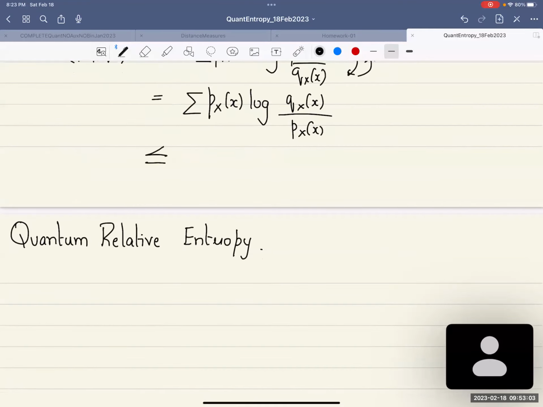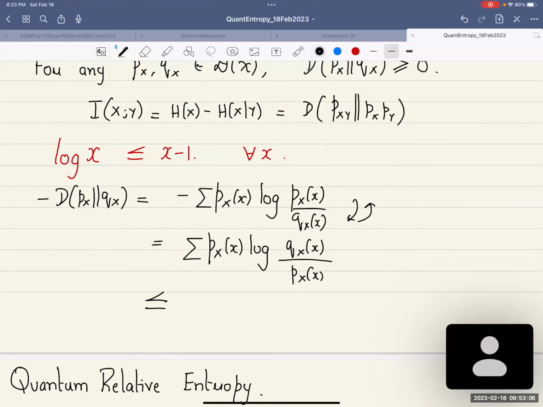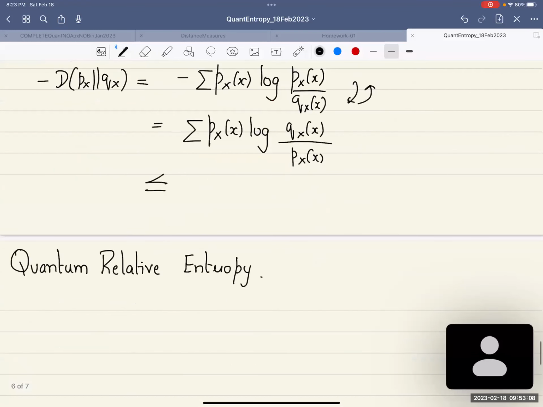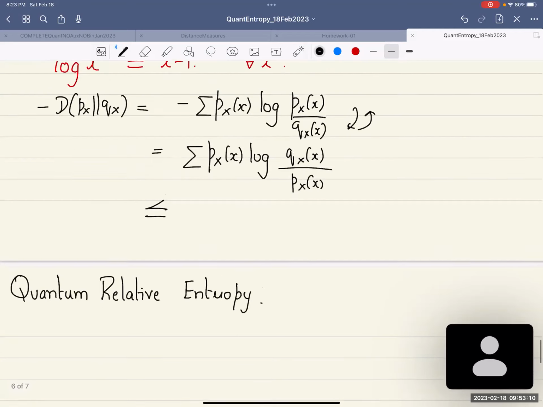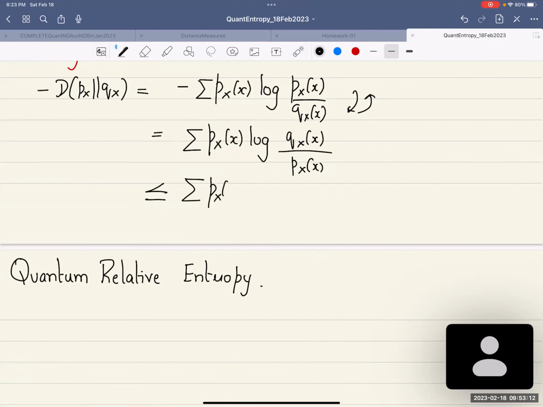So this, I know by the inequality above, is less than or equal to the summation of px(x) times qx(x) over px(x) minus 1. Which is just the summation of px(x) minus the summation of qx(x) minus the summation of px(x). So that is equal to 0.